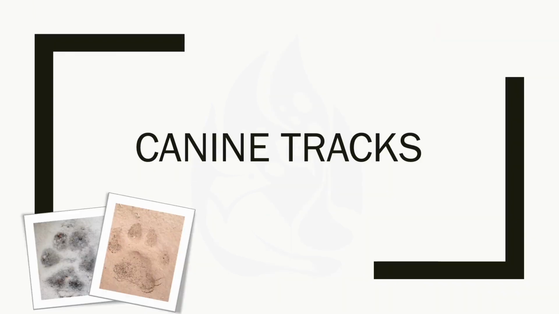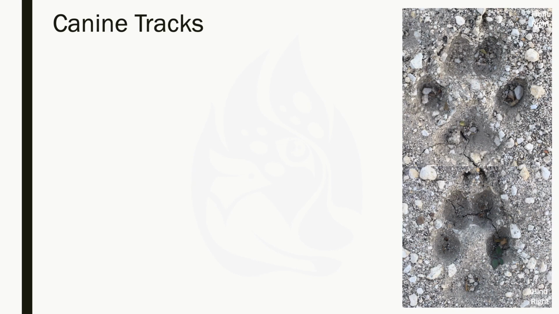Let's look now at canine tracks, the features you want to look for to identify them and differentiate them from other species. So when we're looking at canine tracks, we're talking about wolves, coyotes, foxes, any other wild dog species, and even domestic dogs. There's a few differences with them, but they all have the same basic characteristics.